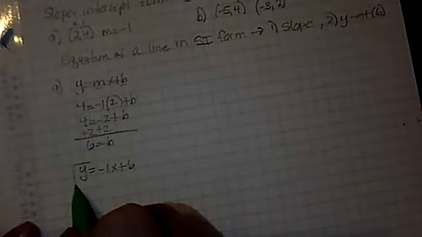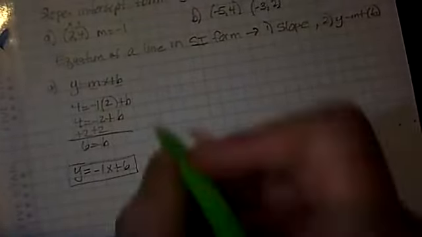So once I know the slope and once I know the y-intercept, I can just fill in the information. So y equals, the slope is -1, x plus 6. That's the equation of the line. Okay, and that's what we're looking for.